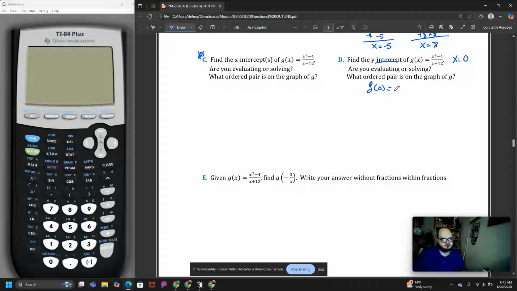g of 0 is equal to 0 squared minus 4 over 0 plus 12. 0 squared is just 0. 0 minus 4 is just negative 4. 0 plus 12 is just 12. What can I do? The same thing we had earlier. 4 is the GCF, and that's going to give me negative 1 over 3. So we're going to have 0, comma, negative 1 over 3 as the y-intercept, and that is going to be on my graph.